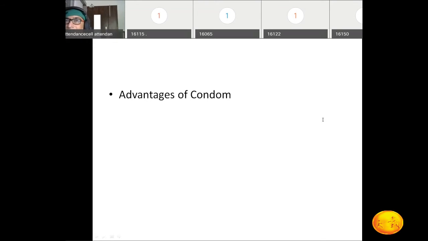Another one someone put: if she forgets OC pills, she can use a barrier method of contraception. Yes, I mean condom with the lactational method, LAM. So if natural methods like LAM, lactational amenorrhea method, are used with barrier contraception, it will add to the efficacy. That's correct.